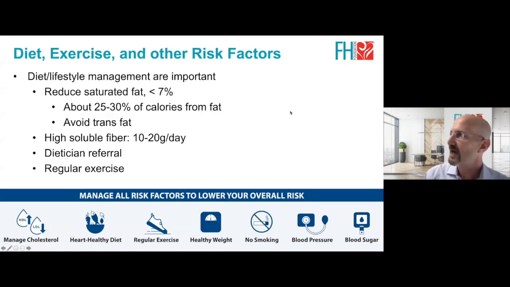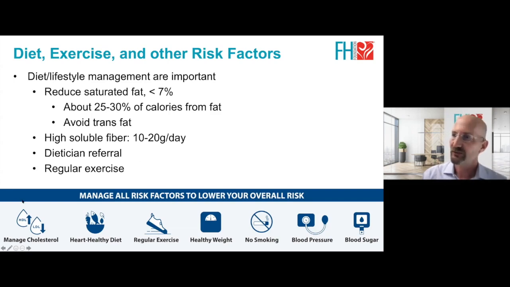If your cholesterol is high, what can we do about it? Well, diet and lifestyle and management are important. It turns out that the dietary component to avoid for those that have high cholesterol predisposition is saturated fat. So we want to reduce saturated fat. We want to avoid trans fats. We want to eat a diet that's high in soluble fiber. We often refer to dietitians, and exercise is nature's best medicine. We need to be exercising as much as we can. So all of these risk factors help control your cholesterol levels.